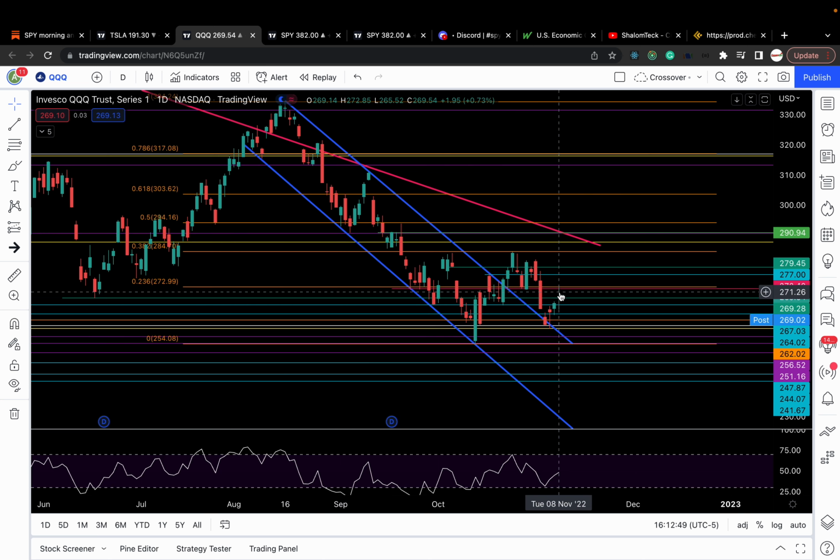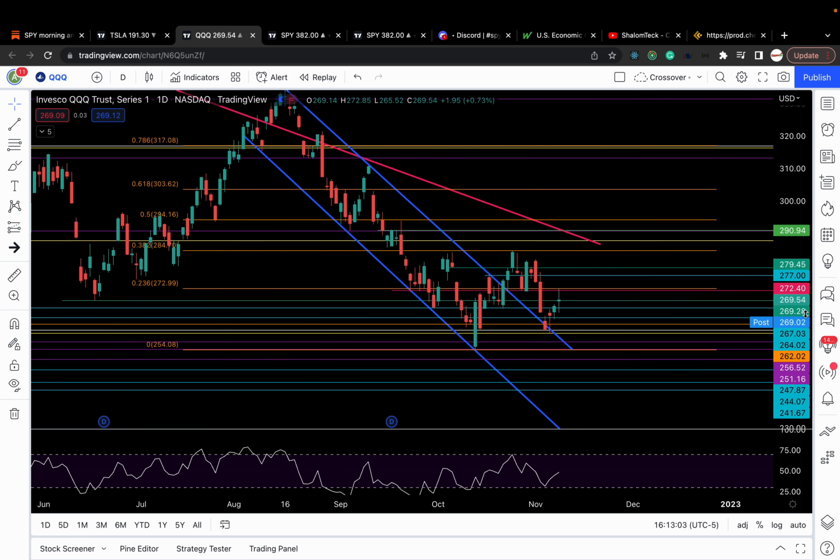In intraday, it tested that 23.6 fib level, and it gave us a strong rejection, okay? However, it did manage to close above a level that I got around 269.5 ish. Okay, I'm referring to the June low. June low was around 269.2 ish, and Triple Q managed to close above that.